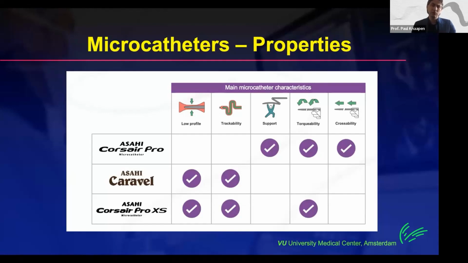Then you need something slimmer, and Caravel is the ultra slim one. It can virtually do no harm to epicardial collaterals, and low profile trackability is good, but support is obviously low, and torqueability and crossability also. So the in-between microcatheter is the ASAHI Corsair Pro XS, like the Turnpike LP, which encompasses torqueability and still has low profile and trackability. So choose your microcatheter as you see fit for your patient at that time.